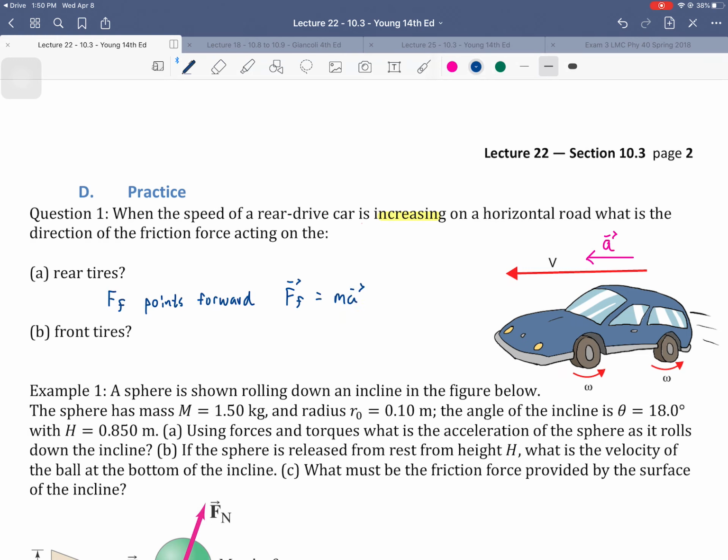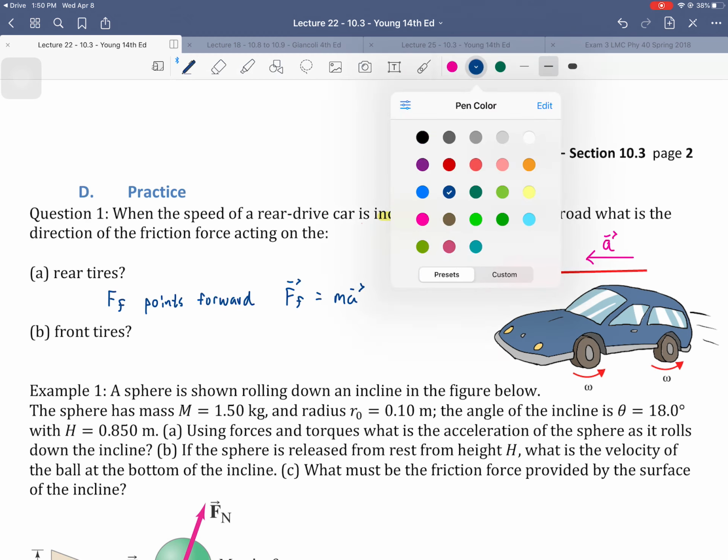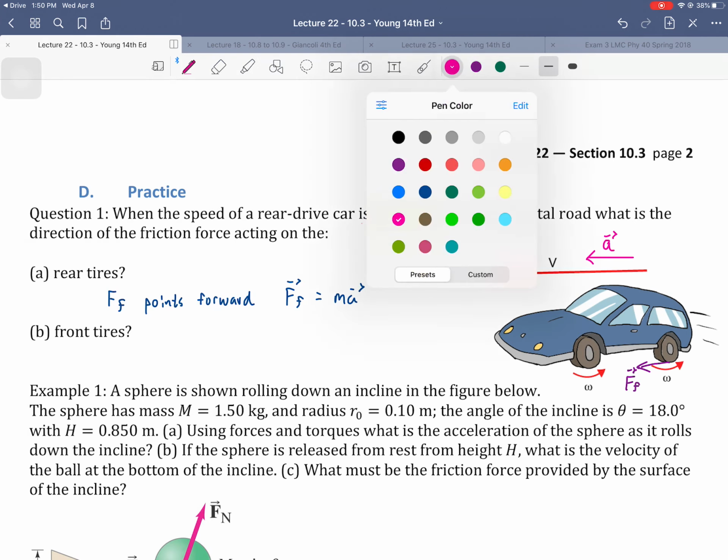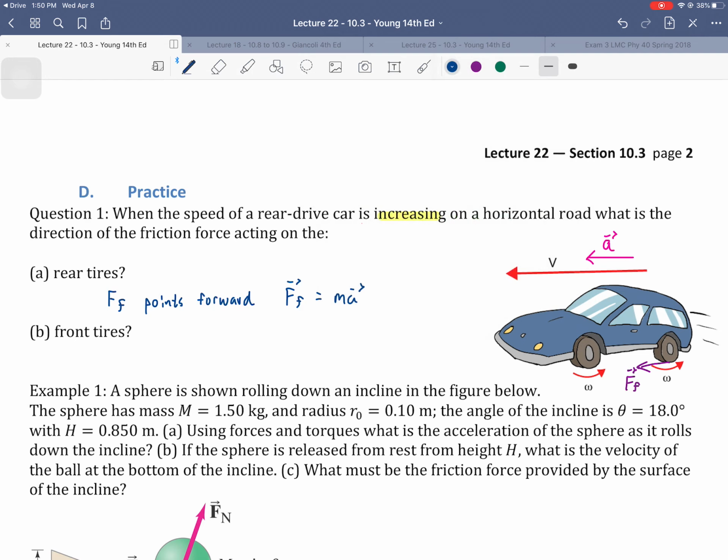And we know it does that because we have a vector equation that says that the friction force vector equals the mass times acceleration vector. And if I was to draw that in the figure, it would look something like this. So it'd simply be a little vector pointing forward. And again, it's just pointing in the same direction as the acceleration vector. Right? So that would be the friction force vector.